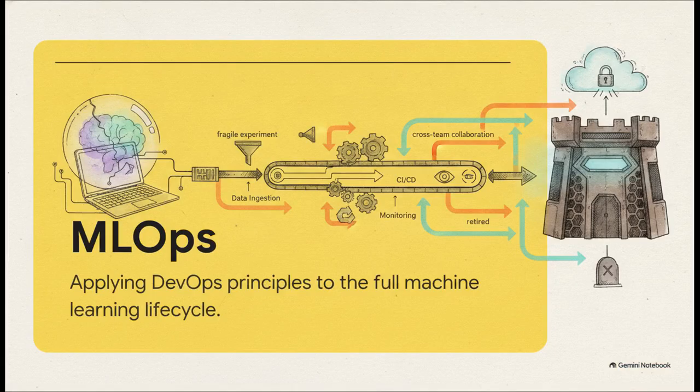So what exactly is MLOps anyway? Put simply, it's the discipline of applying DevOps principles to the full machine learning lifecycle. And I really want you to notice that word discipline. This isn't just a random set of tools. It's a fundamental shift in your infrastructure, your processes, and your team culture. We're basically taking the automation, the CI/CD pipelines, the rigorous monitoring, and the cross-team collaboration that we already perfected in software engineering, and we're applying them from the very first moment of data ingestion all the way to when a model is finally retired. MLOps is the magic that takes a fragile little experiment on a data scientist's laptop and turns it into a bulletproof enterprise service.